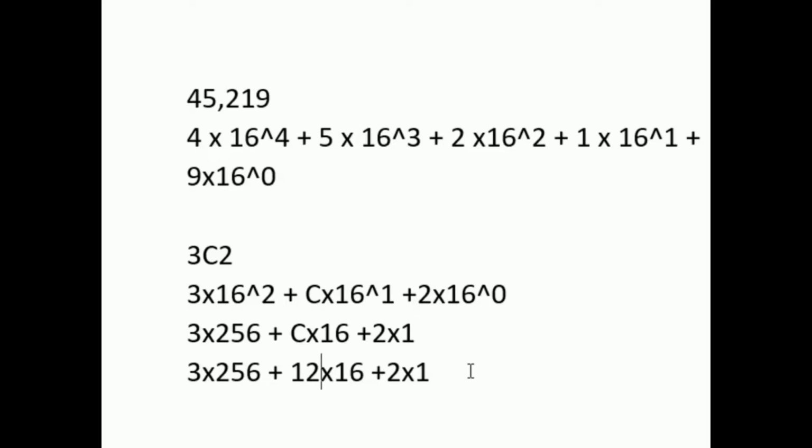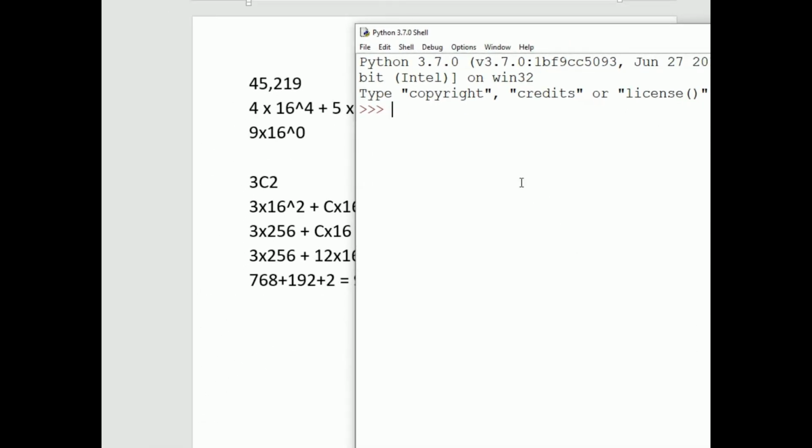Now, to convert this to decimal, we have only to perform the multiplications and then the additions according to order of operations. And we get 768 plus 192 plus 2, which equals 962. You can check your work in Python.